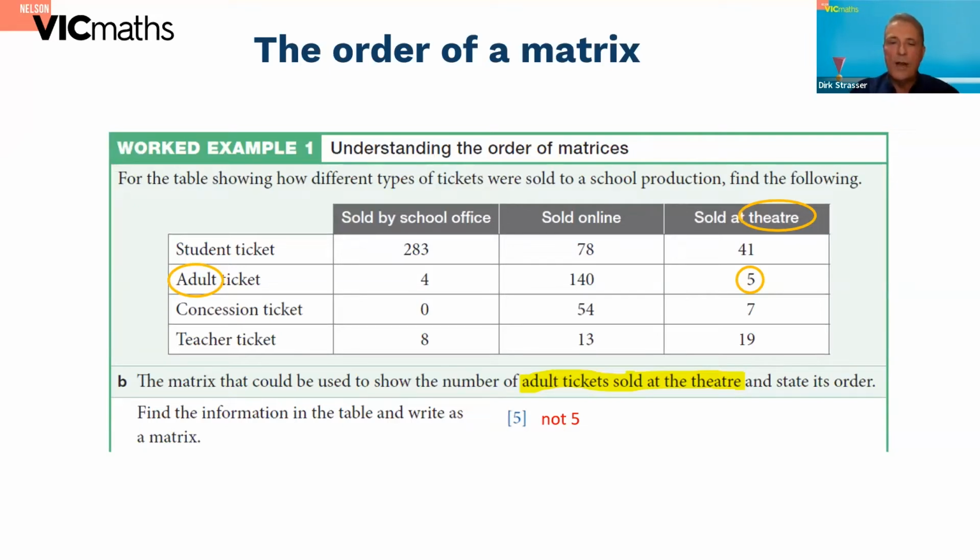It's got to have square brackets around it, even if it's just a single number. The second part of the question should state its order. Well, the order is clearly 1 by 1. It's got 1 row and 1 column.